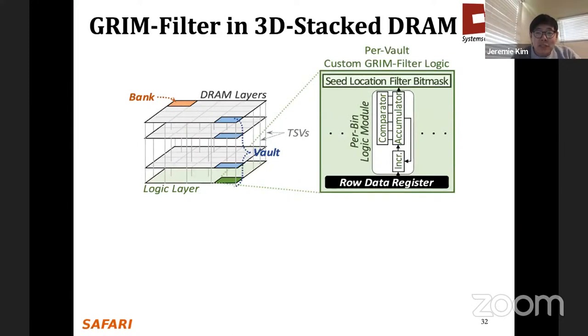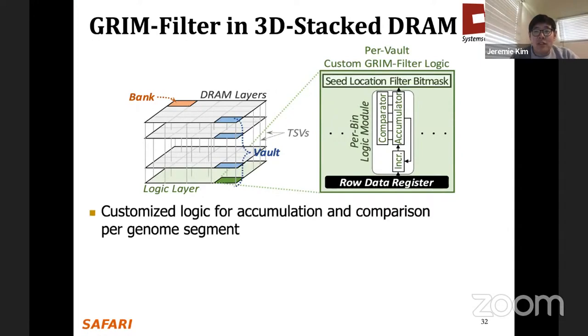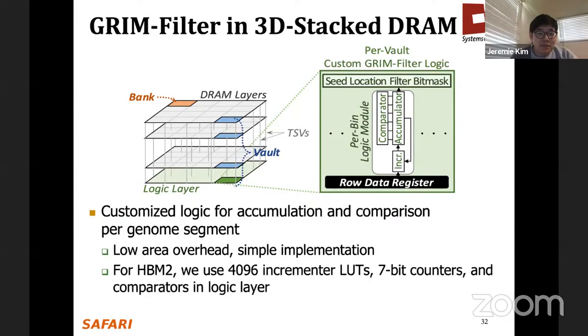So now let's look at the implementation of the logic in the logic layer. GRIM-Filter only requires a very simple design for enabling bit vector sum and threshold compare across many bins simultaneously. One comparator, one incrementer, one accumulator, and a buffer for each of the bins that we are checking in parallel. And this results in very low overhead and ease of implementation. So for example, in HBM2, we use 4,000 incrementer LUTs, 7-bit counters and comparators in the logic layer, which is very simple to implement. And of course, there are details in the paper.